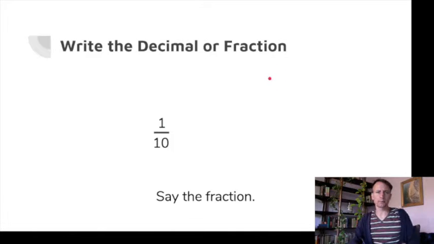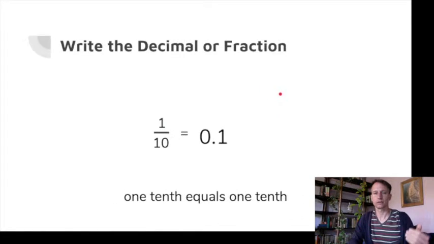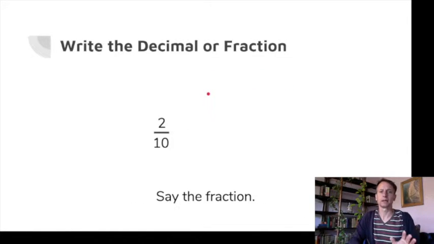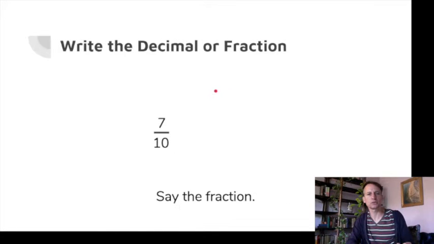So warming up here, write the decimal or fraction. So say this fraction, it is, yes, 1/10. How would we write that as a decimal? 0.1, although we'd say 1/10. So remember that distinction between how we say it and how we write it. What's that fraction? 2/10, good. As a decimal, 0.2.